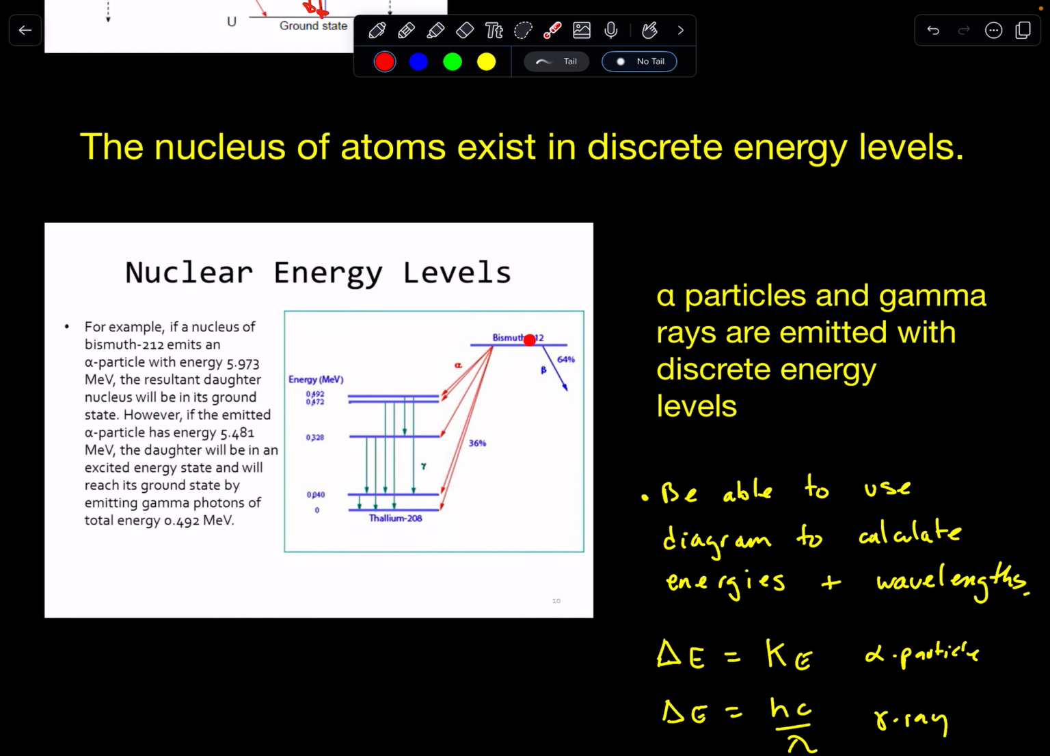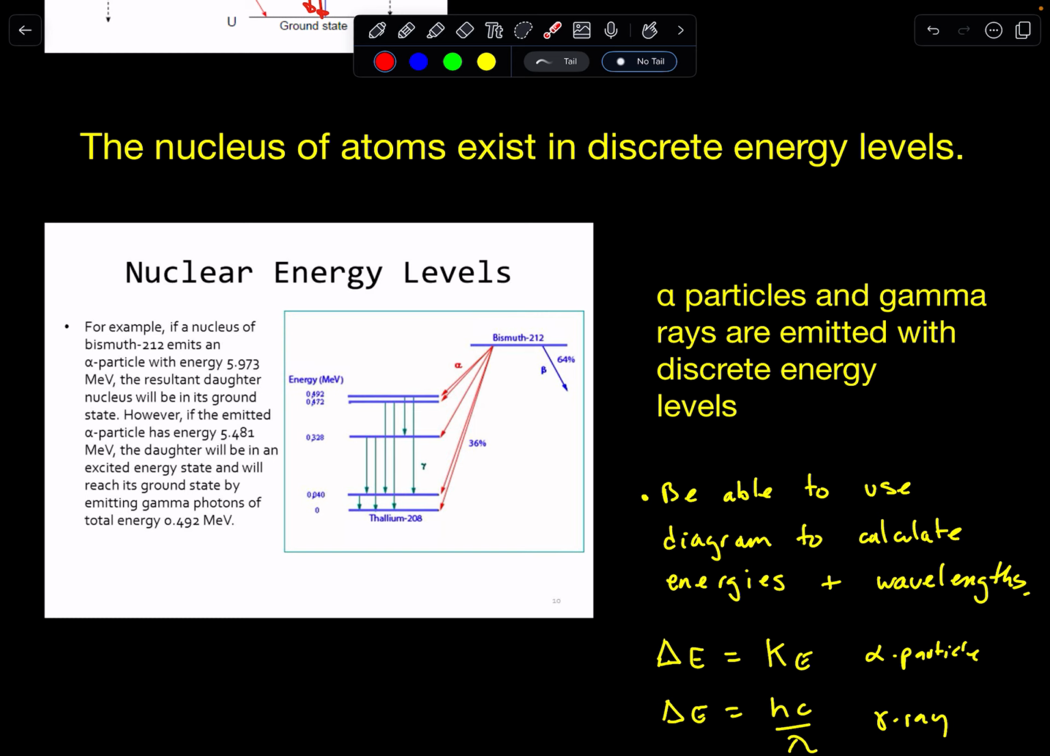We can calculate their kinetic energy by looking at the difference in energy from that level to that level, or that level to that level. And that would tell me about the kinetic energy that would be released for that alpha particle. And then the corresponding wavelengths of the photons I can use, just like we've done before with the electron volts, converting that into joules and then calculating the wavelength using this formula. You can calculate the wavelength of those gamma rays that come off.